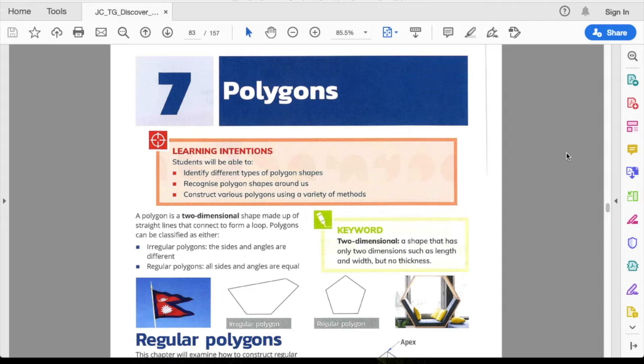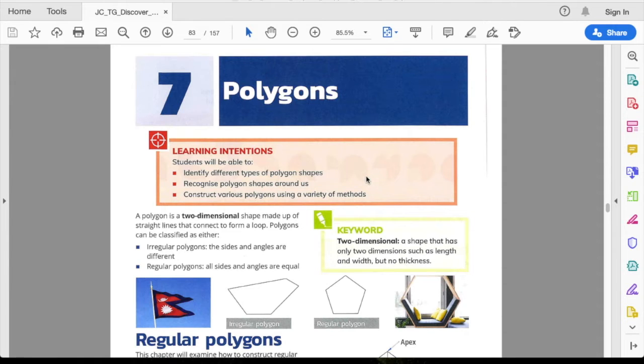In today's video, we're going to look at polygons. Okay, so this is the next chapter when it comes to two-dimensional plane figures. And what polygons are, they are shapes that have a number of sides.